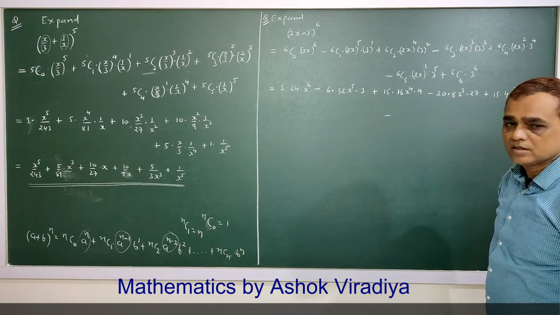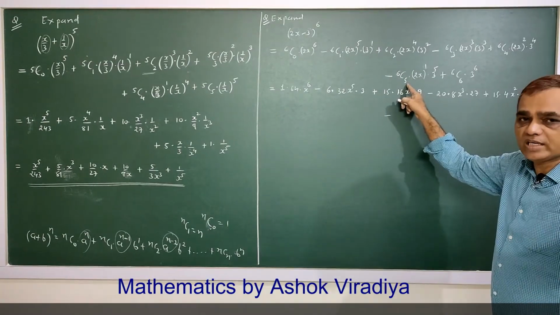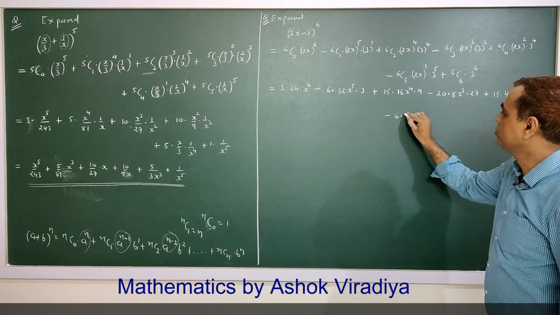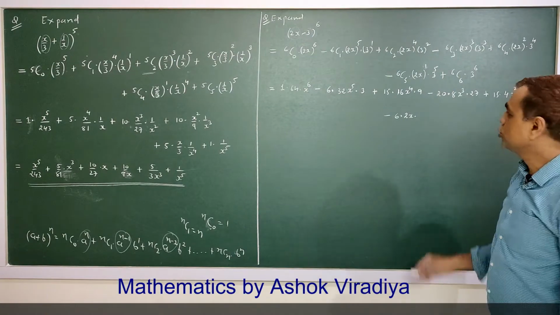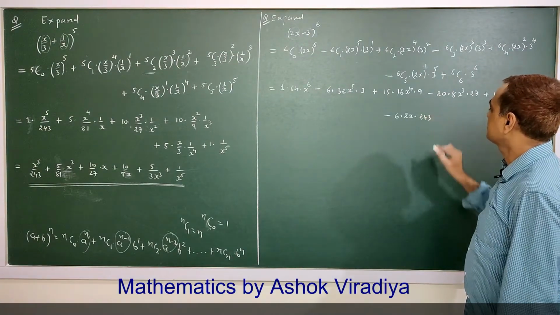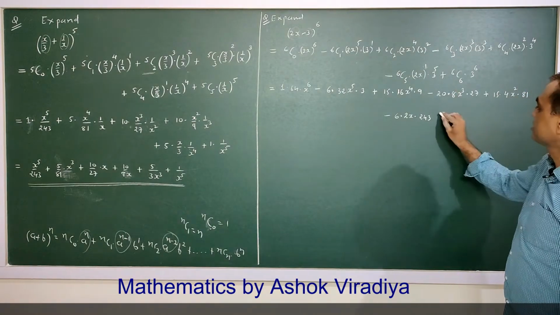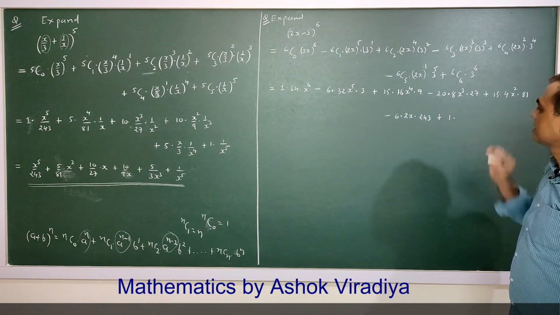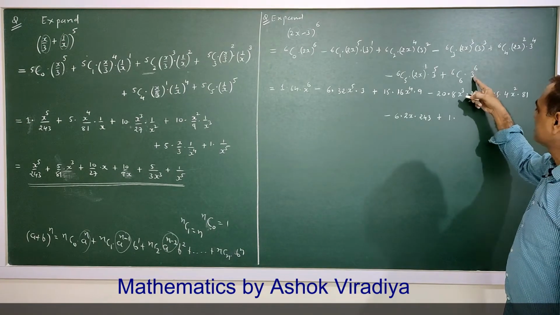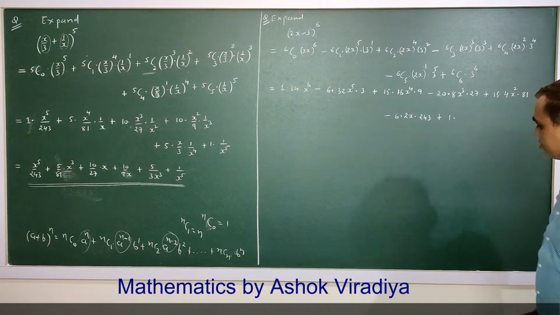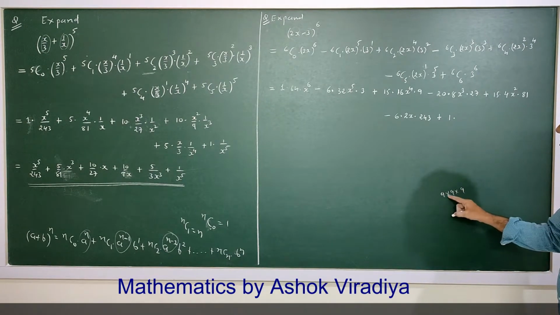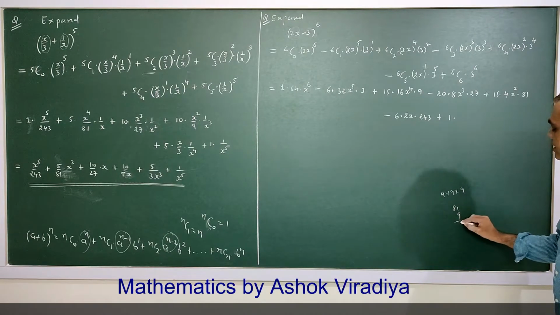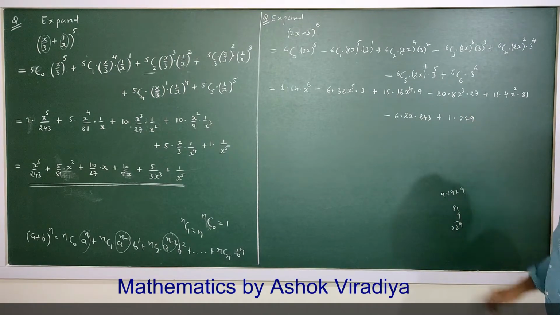Minus 6c5 is 6c1. It is 6 into 2x into 3 raised to 5, 243, plus 6c6 is 1. This is 3 raised to 6. 3 raised to 6 is 3 into 3, 9 into 9 into 9. So this is 3 raised to 6, 81 into 9, 729. So it is 729.